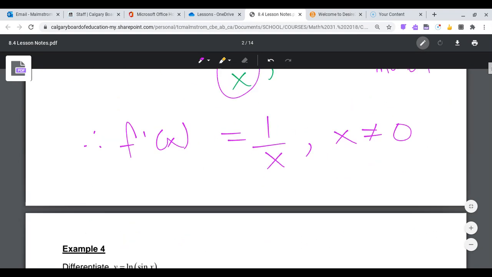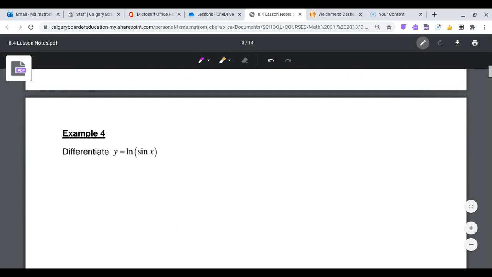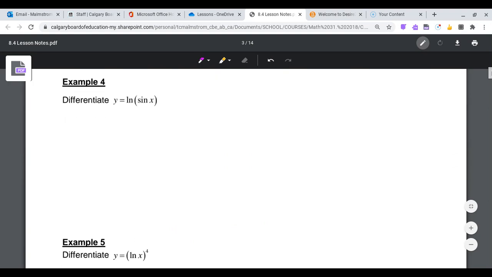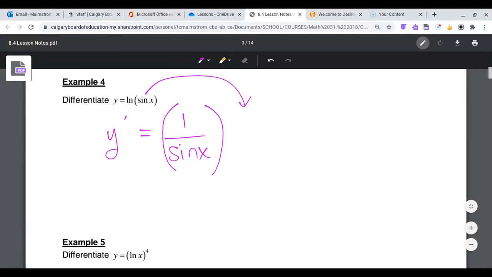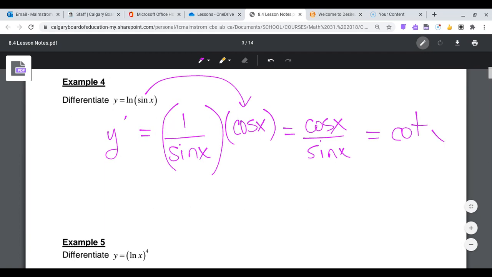All right, example number 4. The derivative of ln sine x. So throwing in some trig stuff here. So y prime is equal to 1 on the argument when it's a natural logarithm, multiplied by the derivative of the argument. So what's the derivative of sine? The derivative is cos. So we have cos on sine. So think about that. Cos on sine is equal to cotan. So whenever you're working with trig, see if you can simplify to a more simplified trig expression.